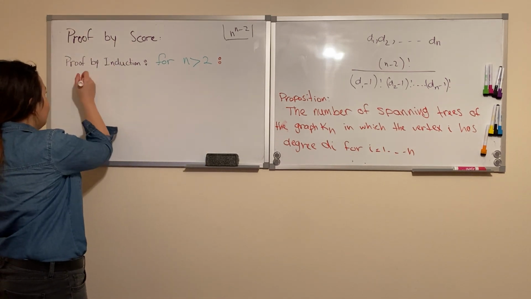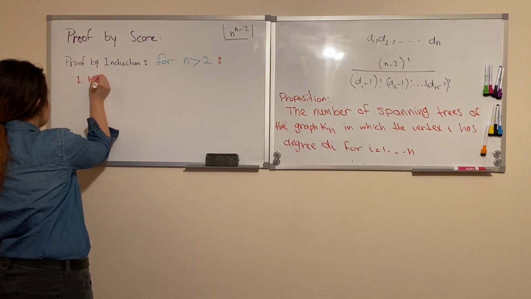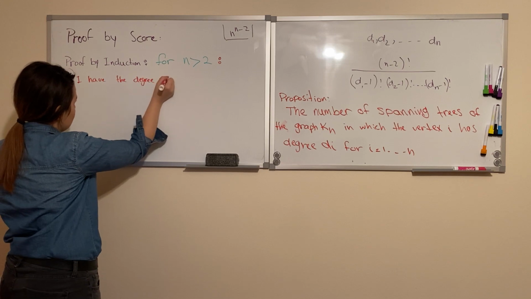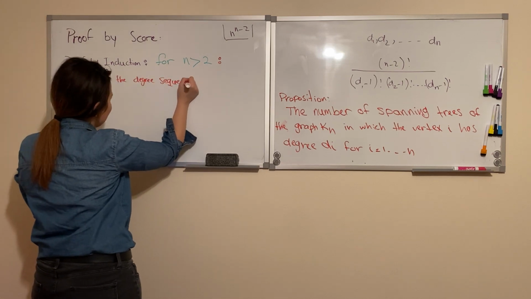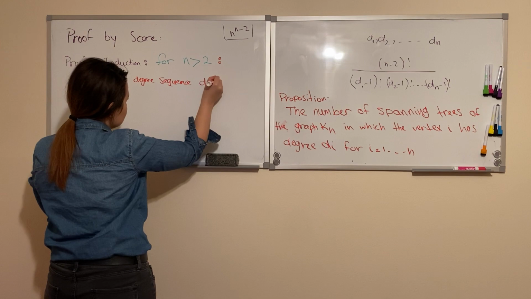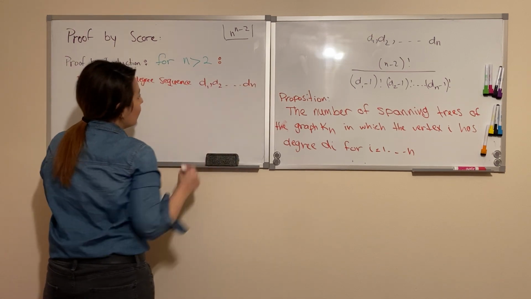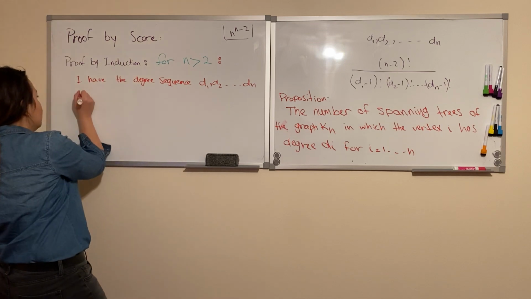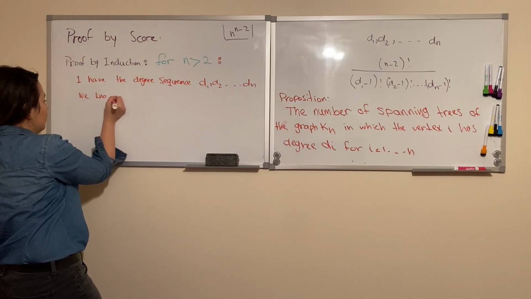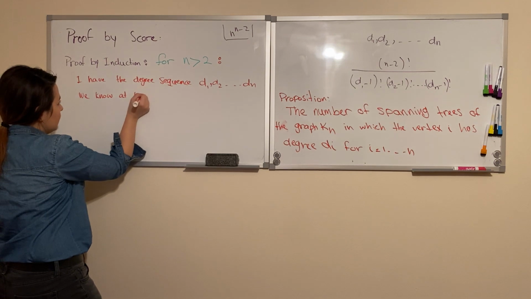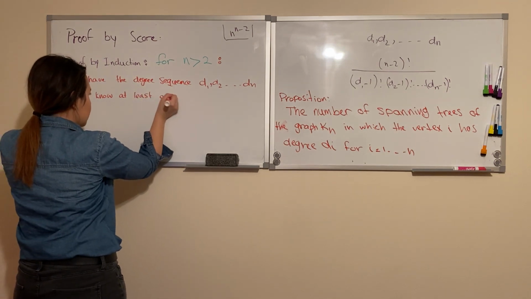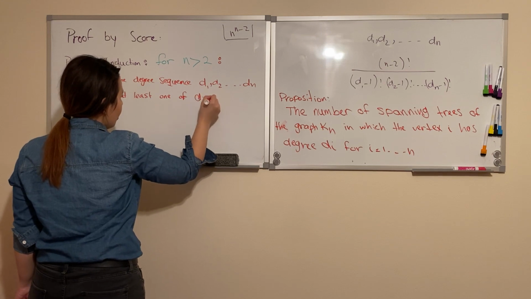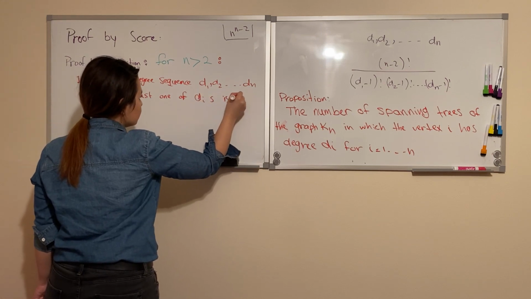okay, I have the degree sequence as mentioned before of d1, d2 to dn, and we're sure that at least one of them is equal to 1. We know at least one of the d_i's is equal to 1.